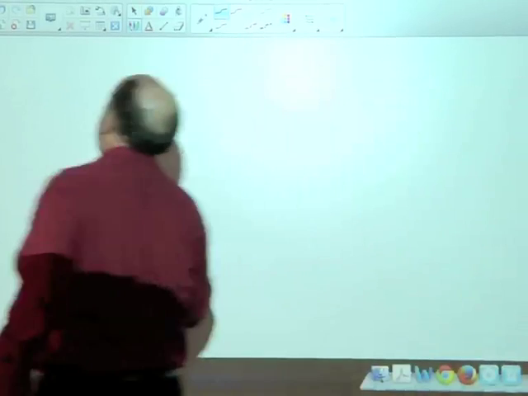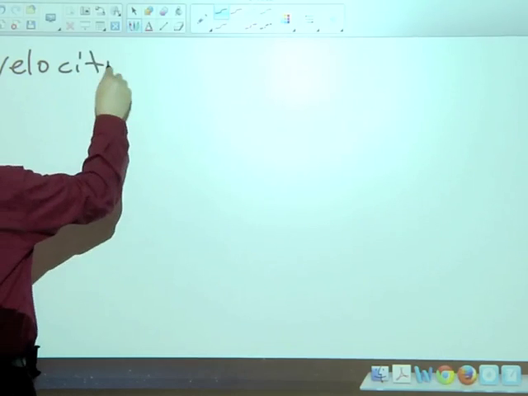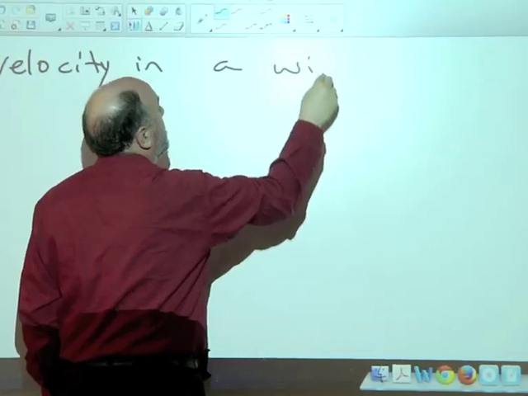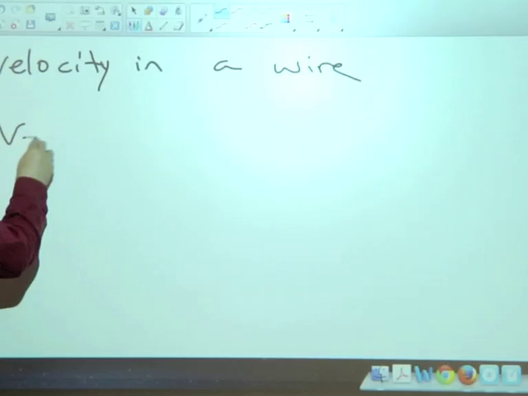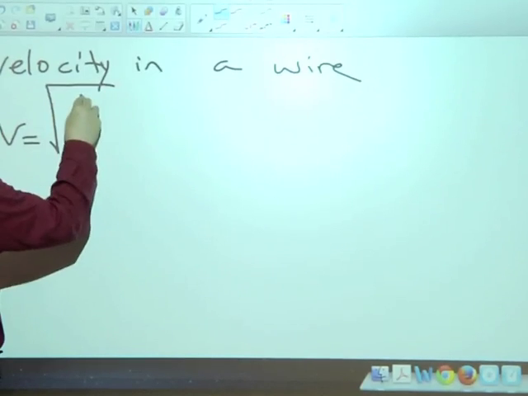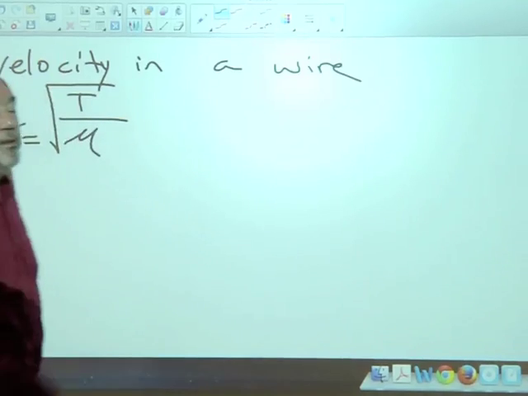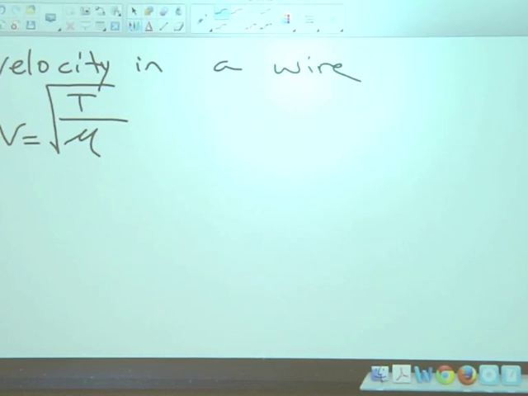Now, how about velocity of a wave in a wire? So the velocity in the wire is given by the square root of T over mu, where T is the tension of the wire, and then in terms of mu.